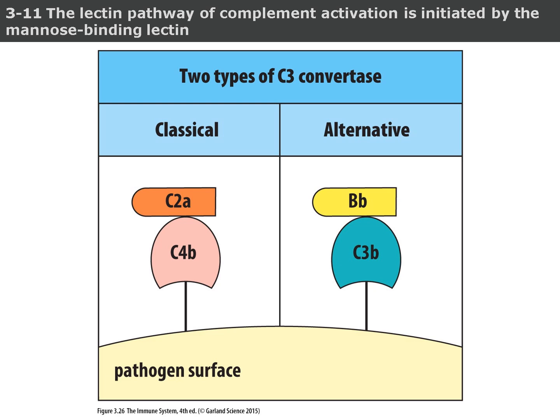In the alternative pathway, the C3 convertase is formed from the binding of Bb to C3b on the pathogen surface. This enzyme complex, called C3bBb, also cleaves C3 into C3a and C3b, amplifying the immune response. Both pathways ultimately lead to the opsonization of pathogens, inflammation, and recruitment of immune cells to the site of infection.